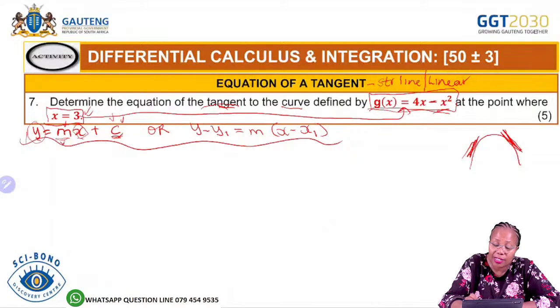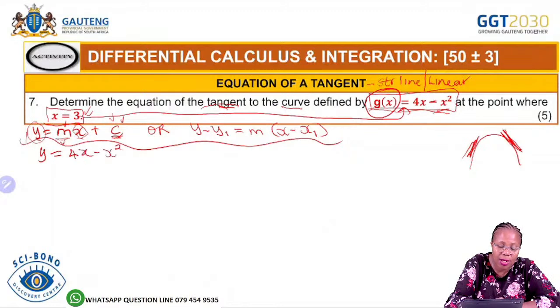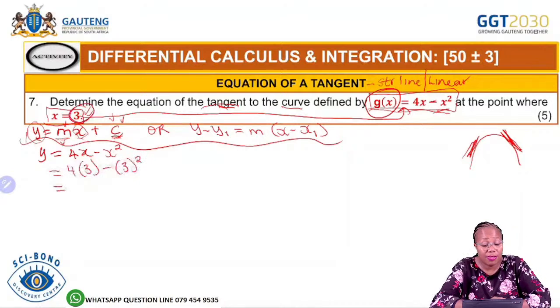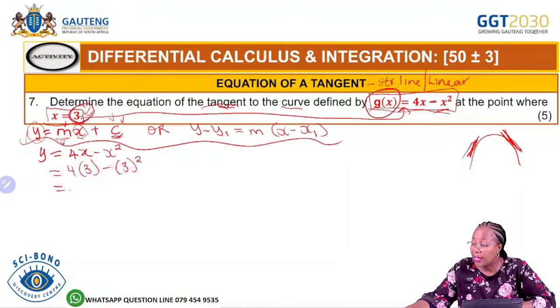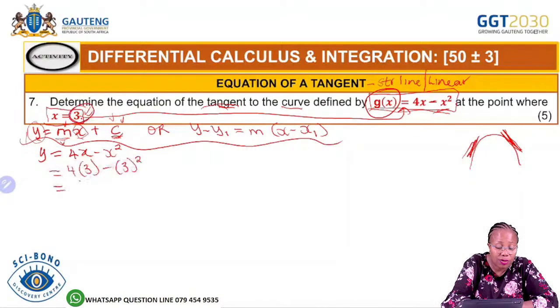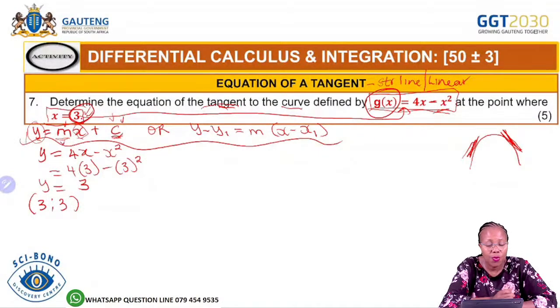We take g at x. Remember, g at x stands for y. So we can write it as y is equal to 4x minus x squared. And then where we have an x, we are going to substitute with the 3: 4 times 3 minus 3 squared. And then we put everything into the calculator now. That is 12 minus 9. And then this will give us how much? A 3, grade 12. So now, happy now. The point that you are looking for will be (3; 3), where x is 3 and y is also 3. We now have a point.